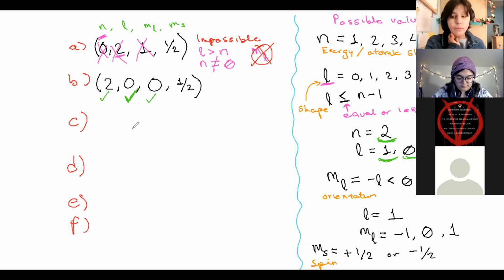Okay, so in this case, if we have L equals 0, what shape is that? What kind of orbitals do we have in there? S orbitals, right? So that's definitely possible. Okay, I see your point now. Yeah, so this is definitely possible. It can be either 1 or 0, so don't worry about it. And the spin, is this good? Are we good on the spin?